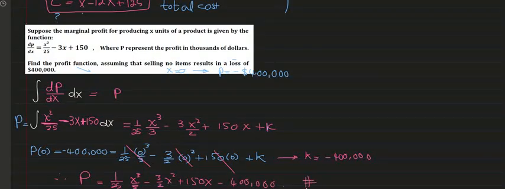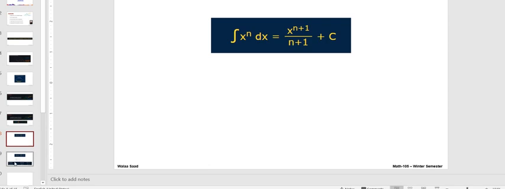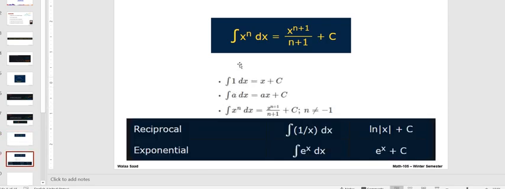That's the full profit problem. Now we have gone through the basic integration rules where we have x to the power of n, we add 1 to the power and divide. This happens if the power is not negative 1. However, if the power is negative 1, like it's indicated here, we change this into the ln of the absolute value of x, and next time we will see the exponential integration.